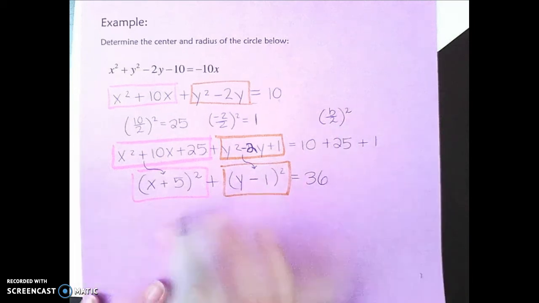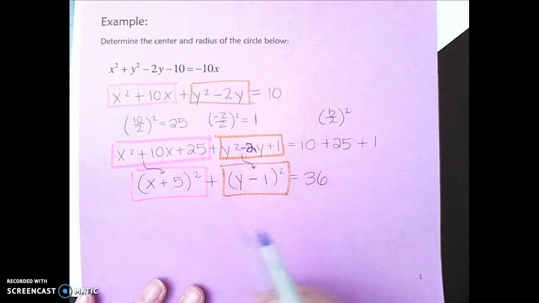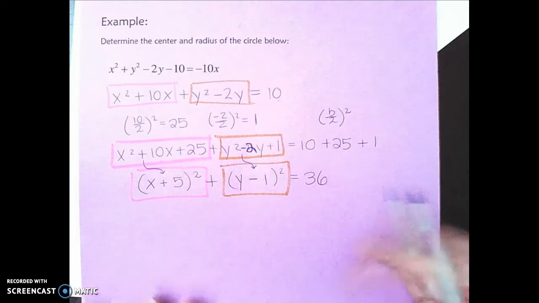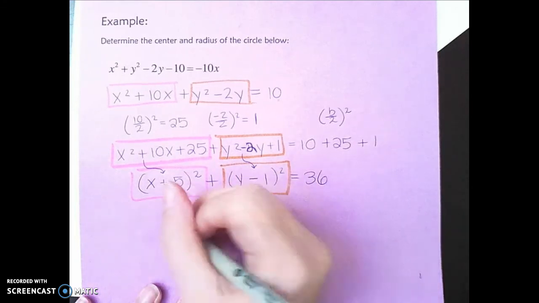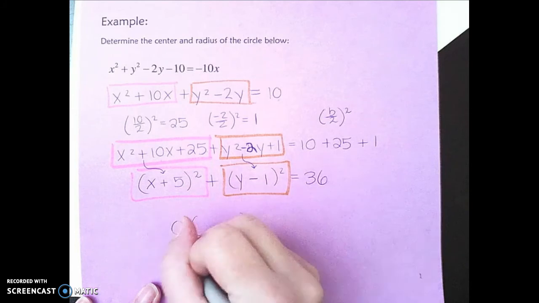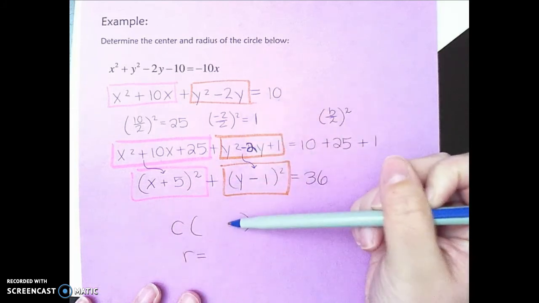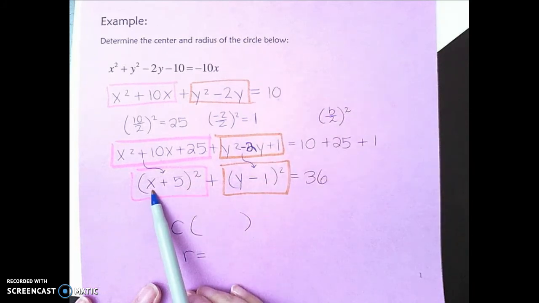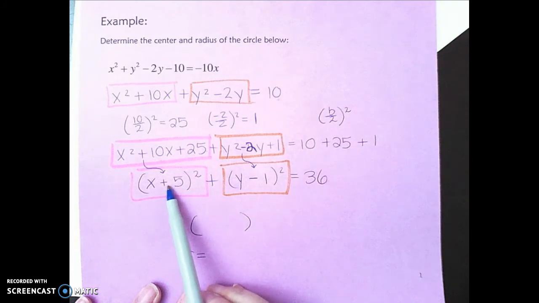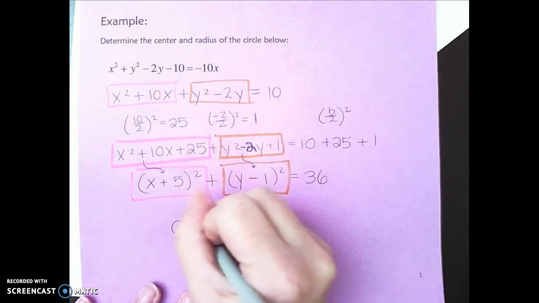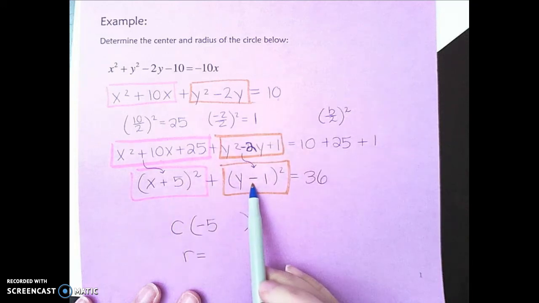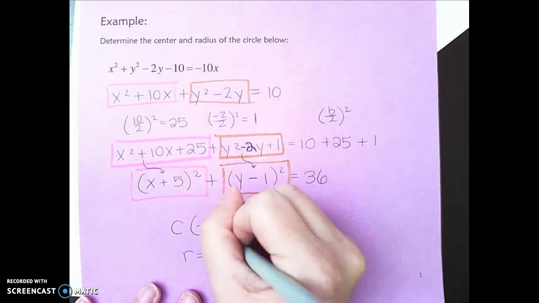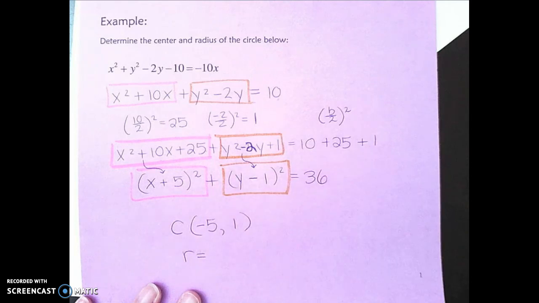Remember, the whole point in doing this was to find the center and the radius of the circle, just like we did last time. Our center: remember this is x, this is actually x minus negative 5, so my h is a negative 5. And y minus a positive 1, so I have a positive 1 here. My center is negative 5, 1.